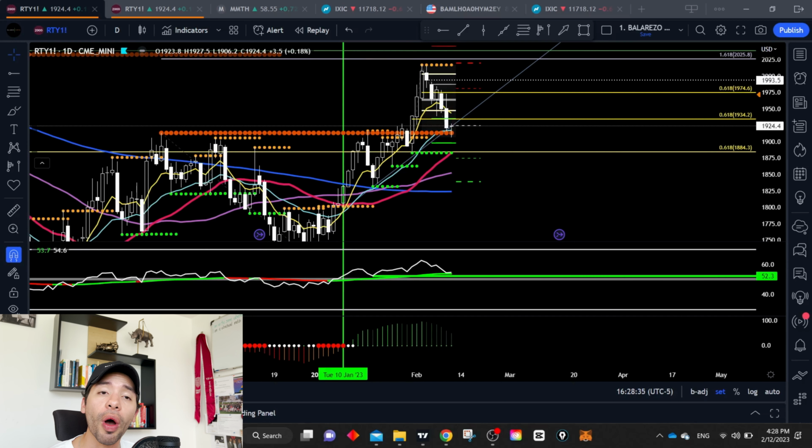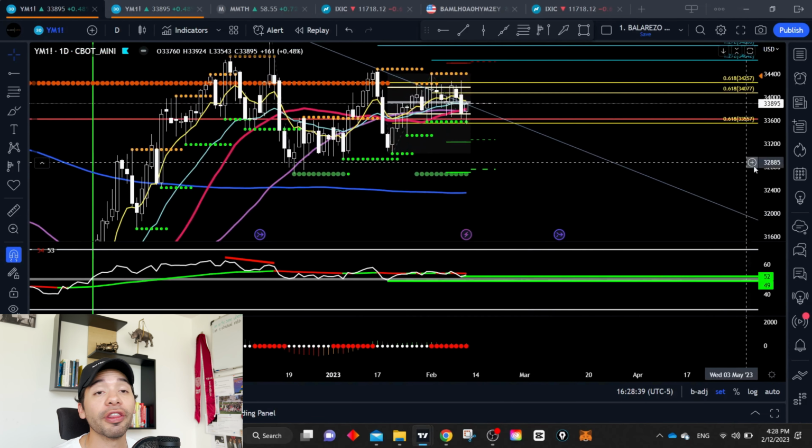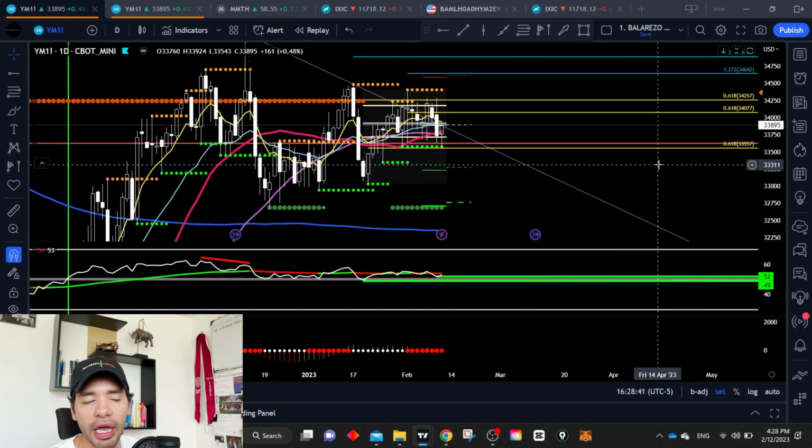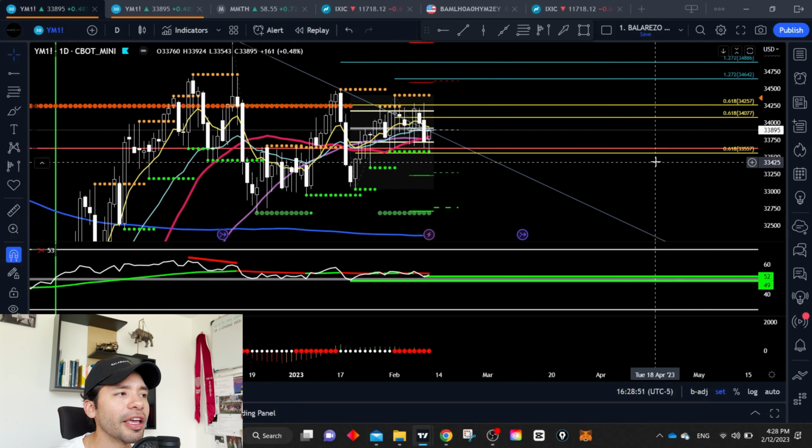Second idea is going to be the YM. The YM is the futures for the DIA, and you can execute this with the DIA. You can execute this with the UDOW, which is the leveraged ETF, and that's how I'm executing this trade. And the idea here is pretty simple.